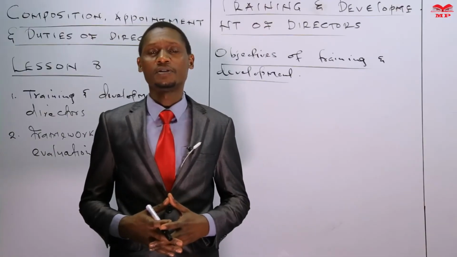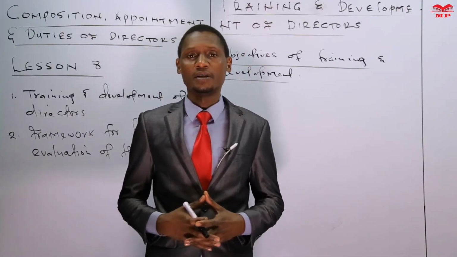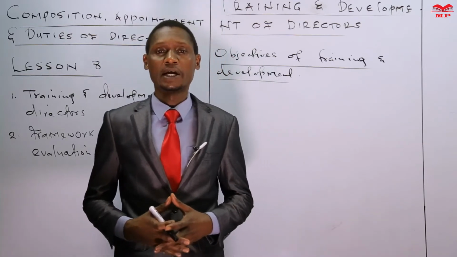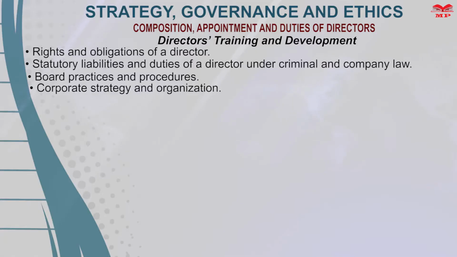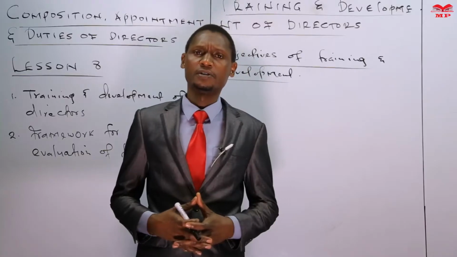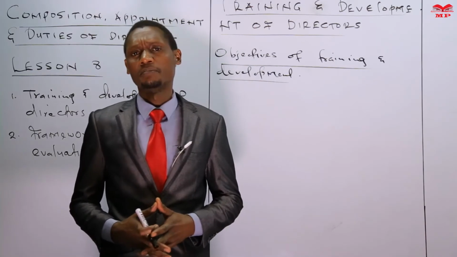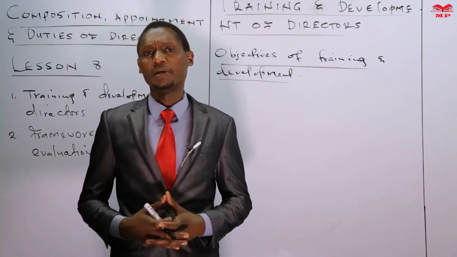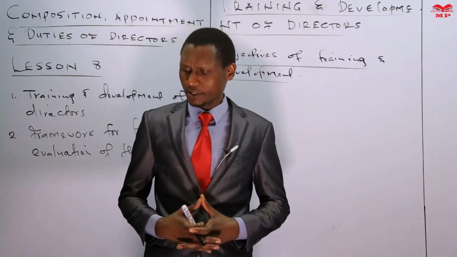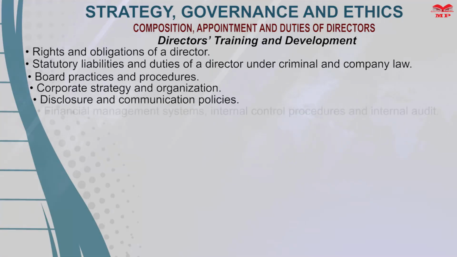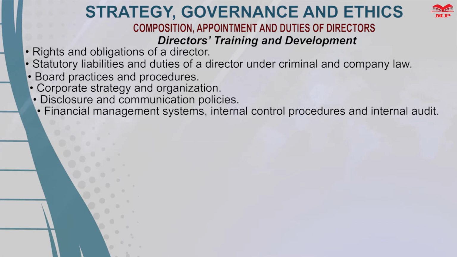They also need to be trained on corporate strategy and organization. This is the entire process of developing or formulating effective strategies that will enable the company achieve success. They're also supposed to be trained on disclosure and communication policies. This is on matters of making available timely and accurate information to the stakeholders. Again, financial management systems, internal control procedures, and the internal audits. They also need to be trained on the external audit and the board itself.